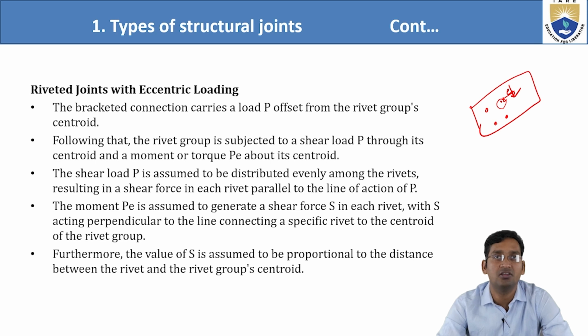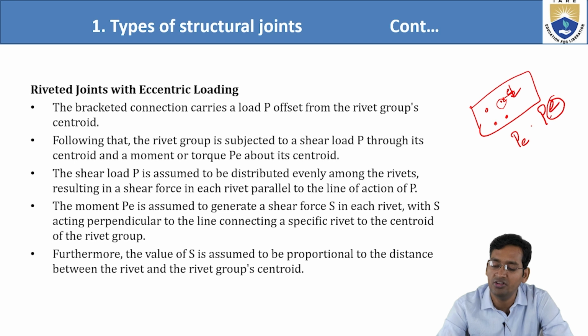The rivet group is subjected to a shear load P through its centroid and a moment, or torque, of PE. P into E. Remember, this is P times E, not P subscript E, where E is the eccentricity about the centroid. Moment is force into perpendicular distance: from the centroid the distance is E and the force is P. Force into perpendicular distance gives moment, or torque.